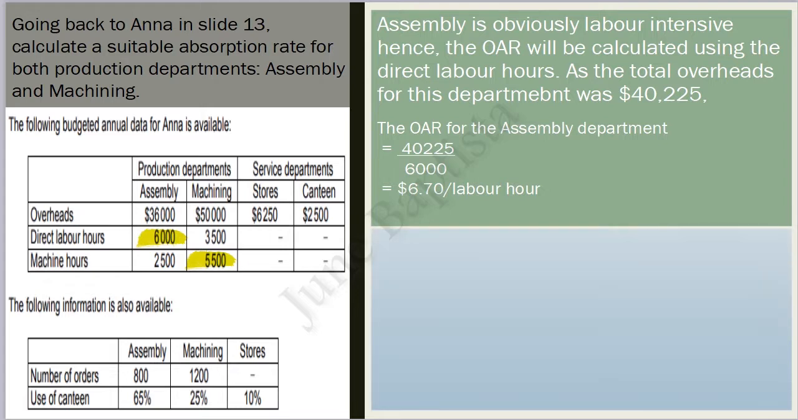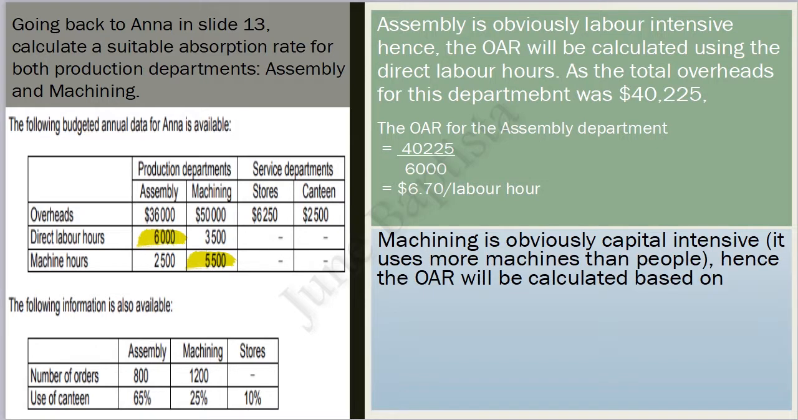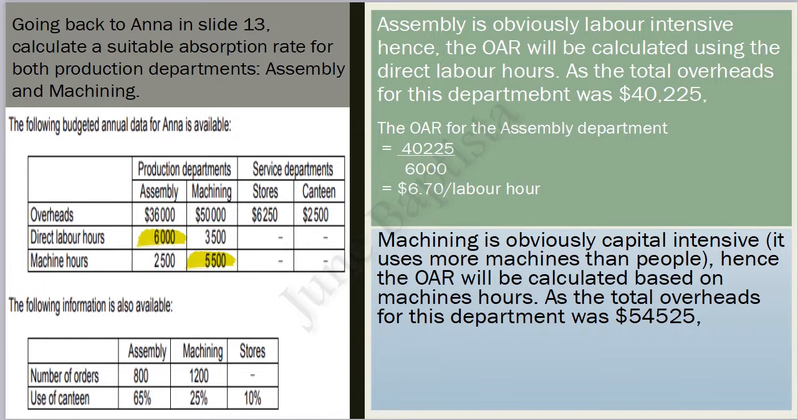Let's move on to the blue box. Machining is obviously a capital-intensive department. Hence, the OAR will be calculated based on machine hours. As the total overheads for this department was $54,525, the OAR will be $54,525 divided by 5,500 machine hours to give us an OAR of $9.91 per machine hour.